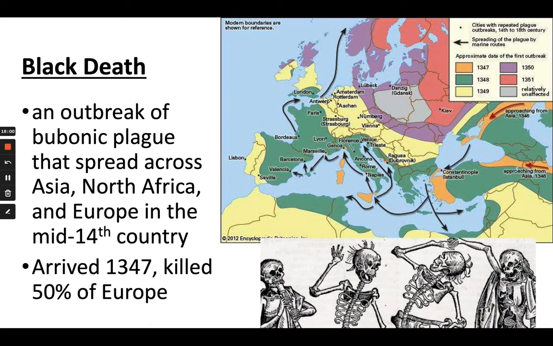Again, you see that the rich are going to be able to survive in some higher numbers because they have homes in the countryside. So they are able to just up and leave the cities and isolate themselves in the countryside. So if you've ever read the book, The Decameron, it's a piece of medieval literature.